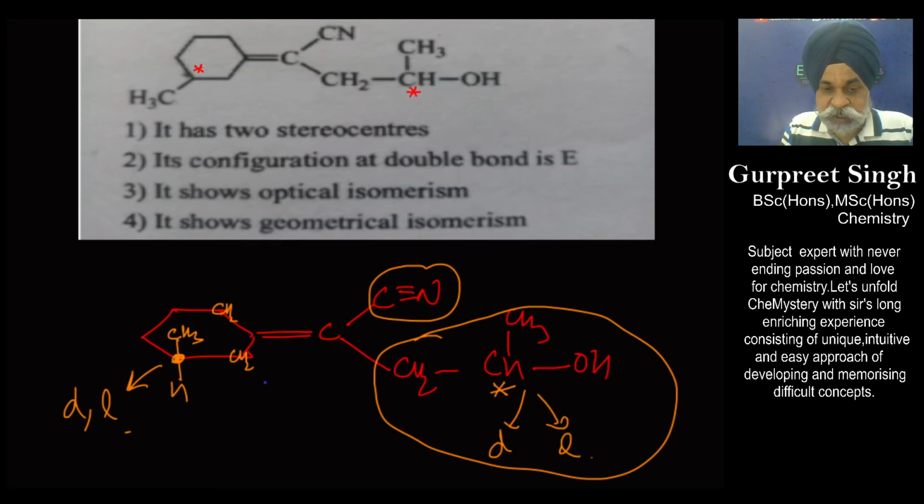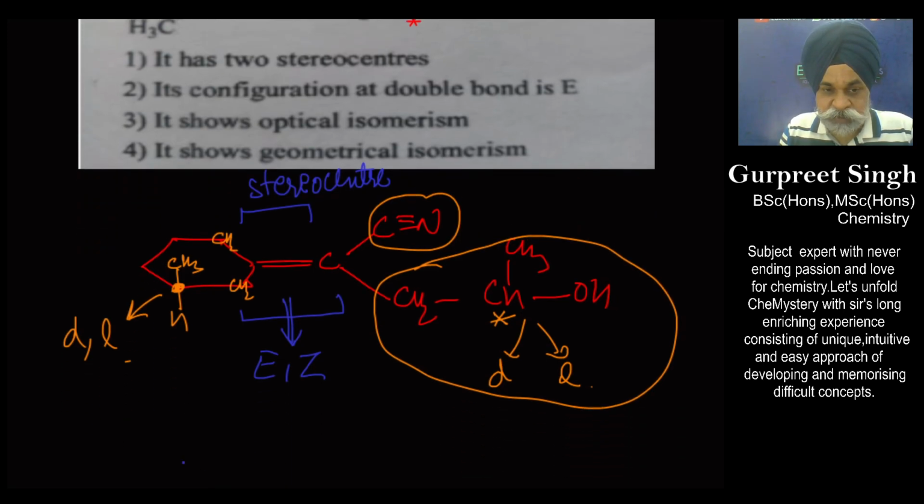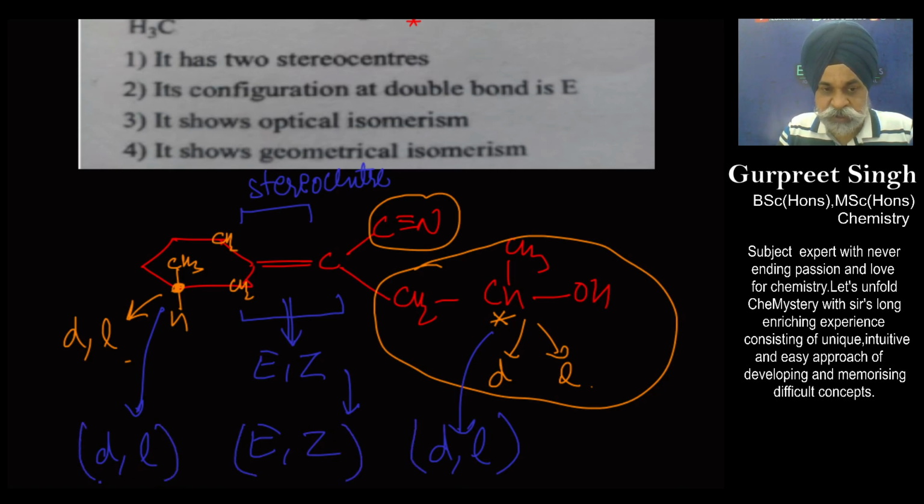Wherever a double bond is able to show geometrical isomerism, that double bond in totality could generate E or Z, or cis or trans. So that double bond in itself would be said to be a stereocenter. So how many stereocenters do we get? We have this as a stereocenter because it gives D and L. This double bond can give you E and Z. This stereocenter could also give you D and L. So in totality, you have three stereocenters. So the first option is incorrect, which is what is being asked.